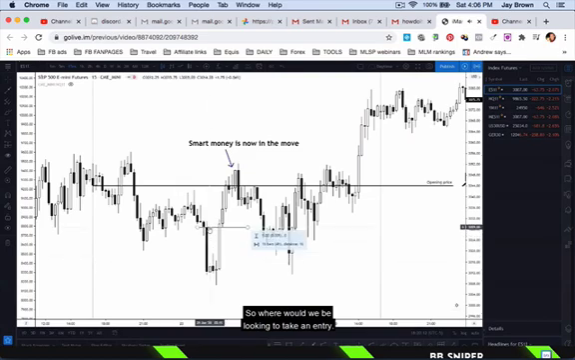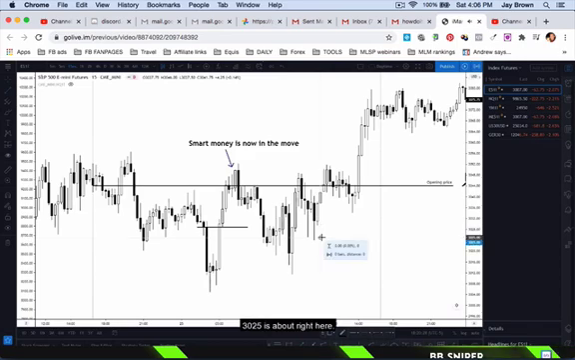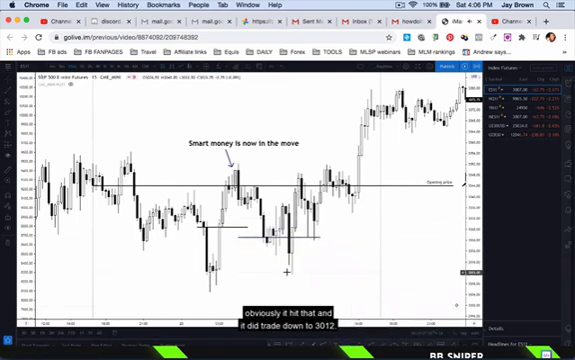So where would we be looking to take an entry? When I took my screenshot of the before, my anticipation was actually 30.25. I'll mark that up for you here. 30.25 is about right here. Now, I was wrong as far as precision. Obviously it hit that and it did trade down to 30.12, so I was not perfect on that. But nonetheless, I picked 30.25 because it's a 25 level and it's also inside of this imbalance.